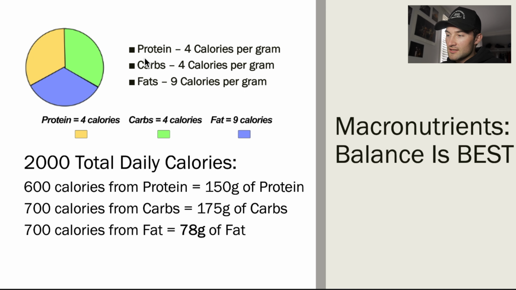In 1 gram of protein, there are 4 calories. In 1 gram of carbs, there are 4 calories. But in 1 gram of fats, there are 9 calories. So foods that are high in fats are more calorie-dense foods.